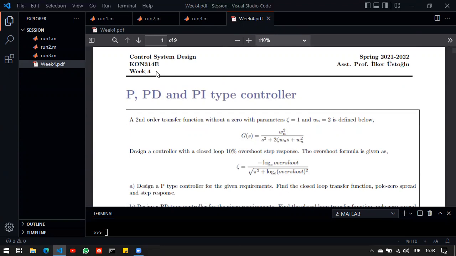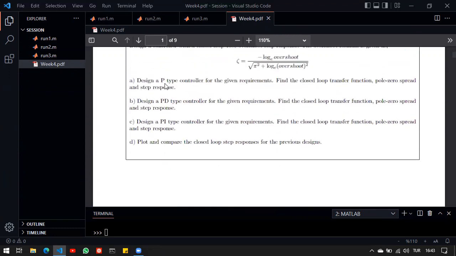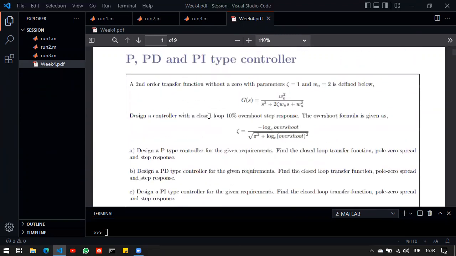The only difference in week 5 will be that there will be a design method rather than eyeballing it or trying to come up with a settling time. We will try to design better PID type controllers.